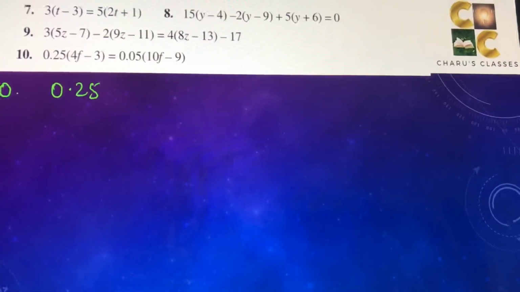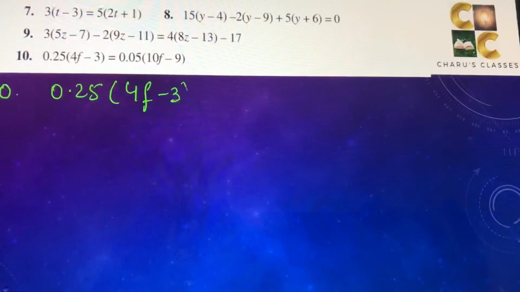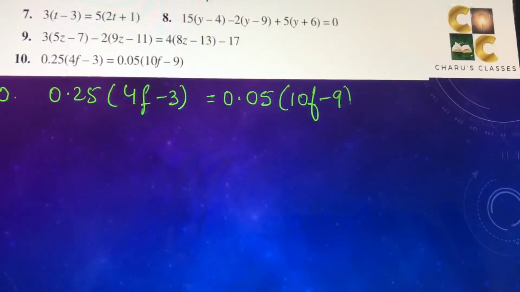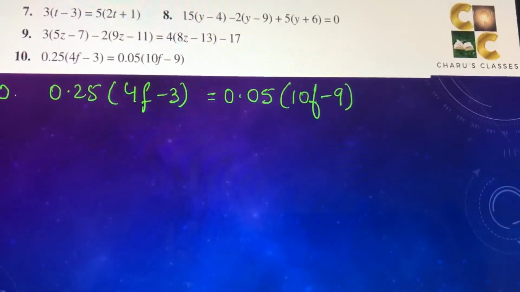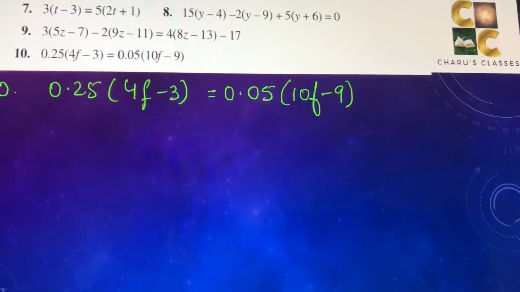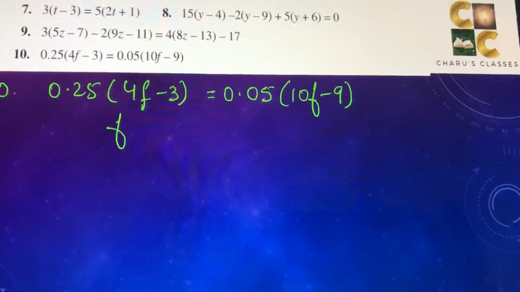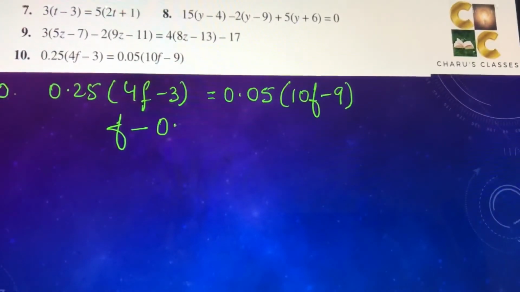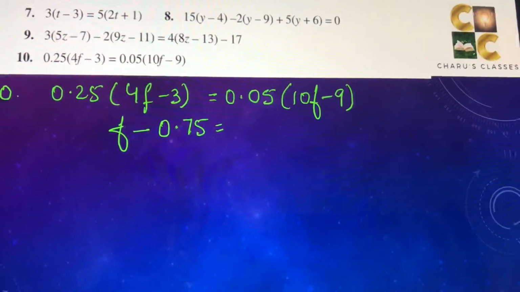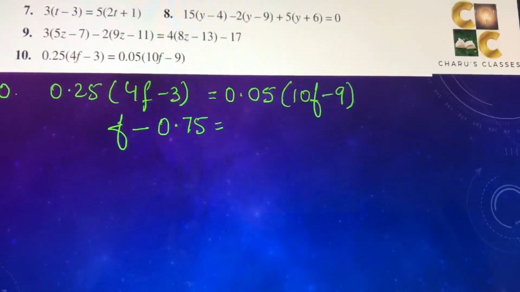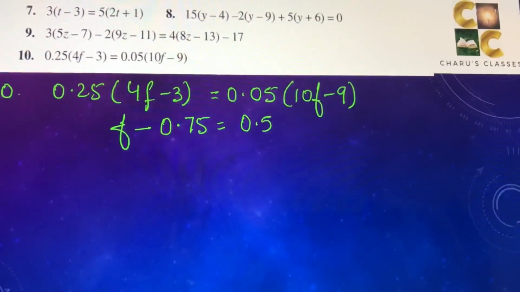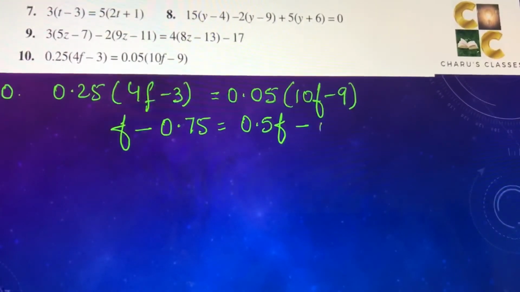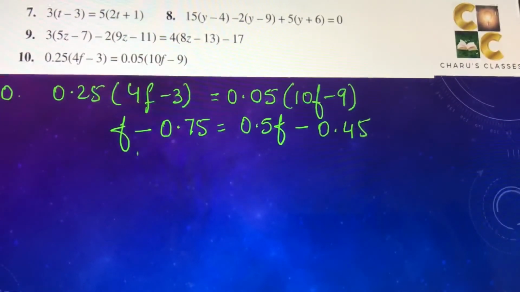Question number 10. 0.25 into (4f minus 3) is equal to 0.05 into (10f minus 9). Multiplying 0.25 with 4f, the answer will be 1. So this gives us f. Multiplying 0.25 with 3, that gives us 0.75. Multiplying 0.05 with 10f, that gives us 0.5f, minus 0.05 into 9, that gives us 0.45.